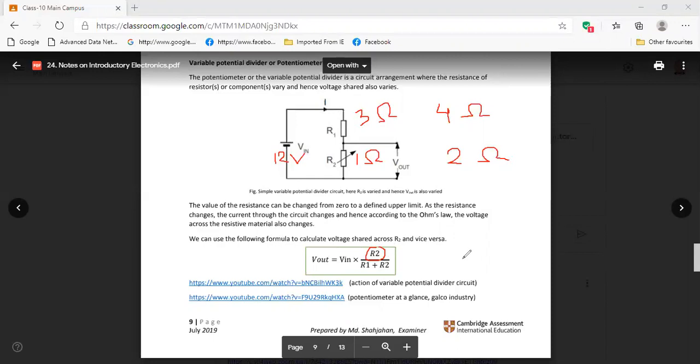So is it clear to you all? Did you write this? So this formula is for across R2. If it is across R1, only this one will be changed. It will be R1. Is it clear, everyone?